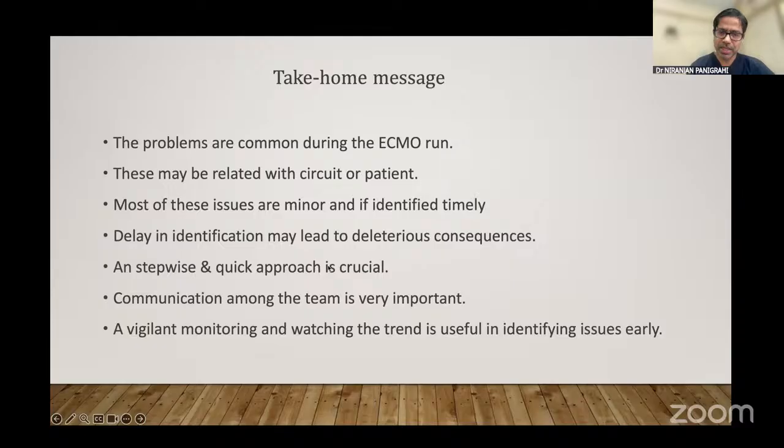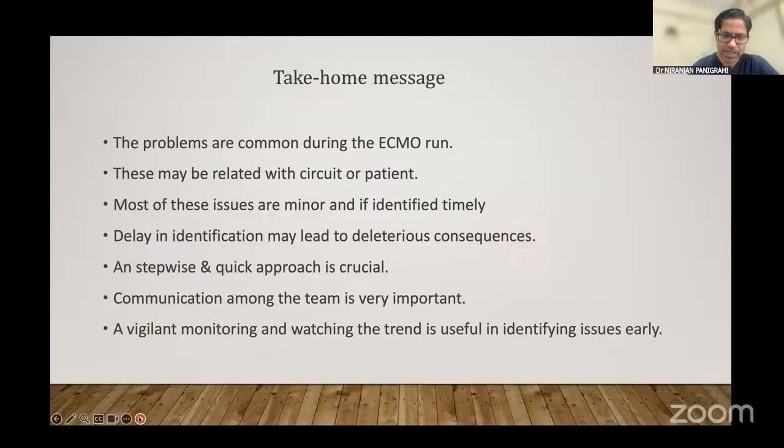Now, we don't want to scare you by telling you that so many complications can happen. If the fortune is bad, then probably even the rarest complication can happen. But the best way is to monitor and train the team, and the entire team should know what to do if these problems happen. And don't take any of the alarms as benign, because all benign-looking alarms can go into devastating complications.